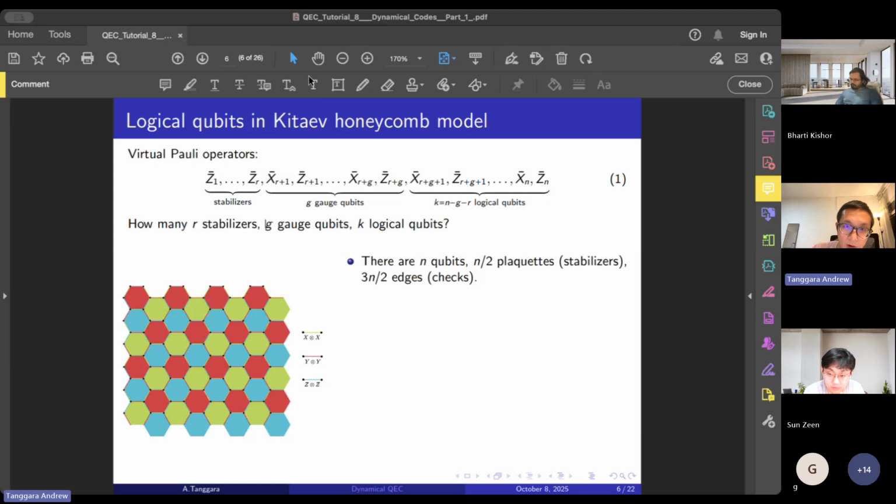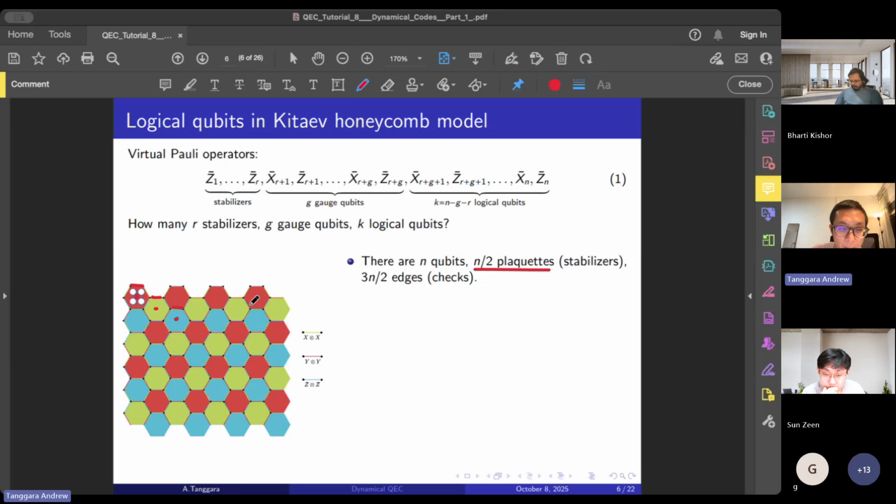And if you just identify each plaquette with the edges above it, then you can see that I can identify this with that, that with that, and then you see that there are n over 2 plaquette stabilizers.